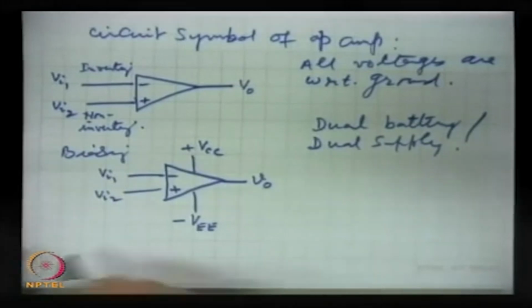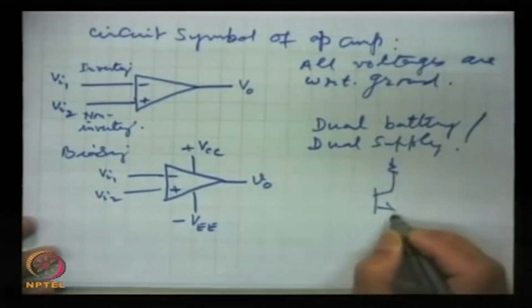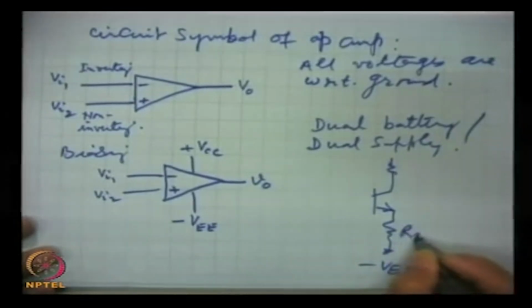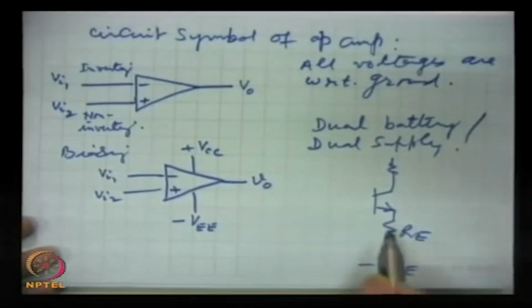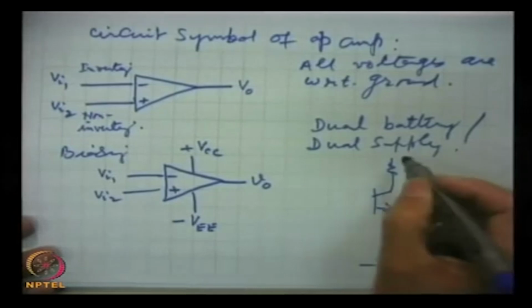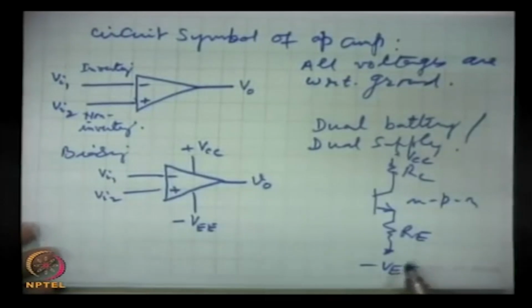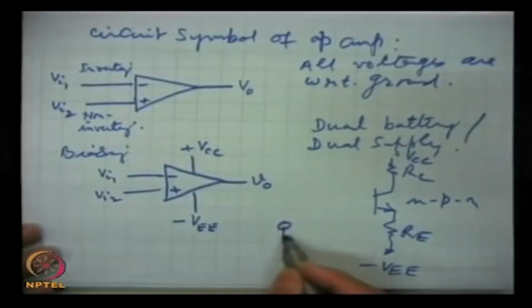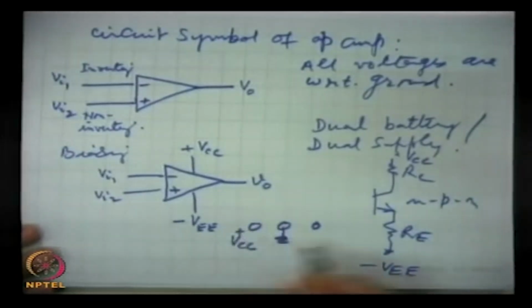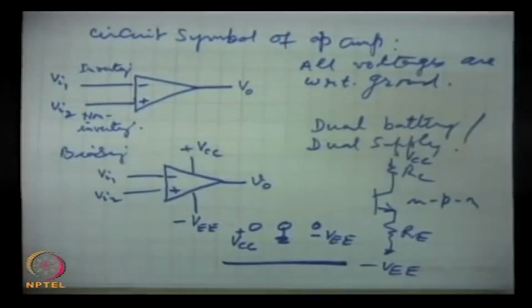For example, in the transistor, you remember this here, minus VEE, this is RE, this takes care of forward biasing, this is an NPN transistor. So, this will forward bias the emitter junction and this will reverse bias the collector junction. So, dual power supply means that with respect to ground there are these voltages, this is VCC plus and this is minus VEE. This is the dual supply.